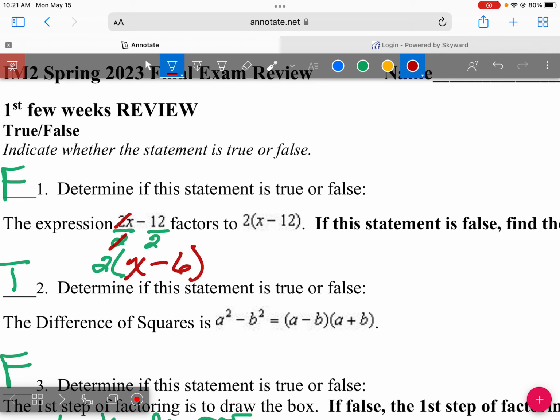If you are not sure, another way to do it, at least to figure out if it's true or false, is distribute this and say 2 times x is 2x, 2 times negative 12 is minus 24. So at least you get that it's false, right? And then hopefully you can remember and go back. Okay? All right. Other questions?